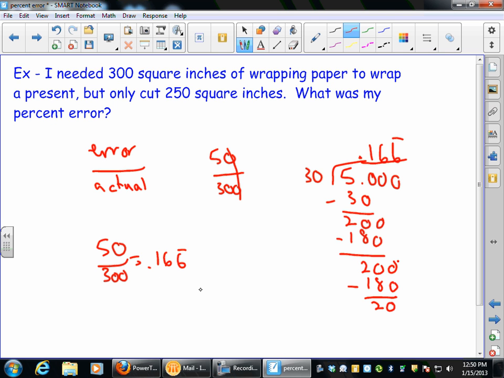Now, this is a percentage, so I have it as a decimal right now. What we were doing in a lot of the problems before, we were taking something that was a percent and changing it to a decimal. Now we're going the other way. When I went from a percent to a decimal, I moved the decimal 2 to the left. So if I'm going the other way, a decimal to a percent, I'll do the opposite. I'll move the decimal 2 places to the right. That would be 16.6 repeating percent. So my percent error was 16.6 repeating percent. That's it. That's all you have to do.